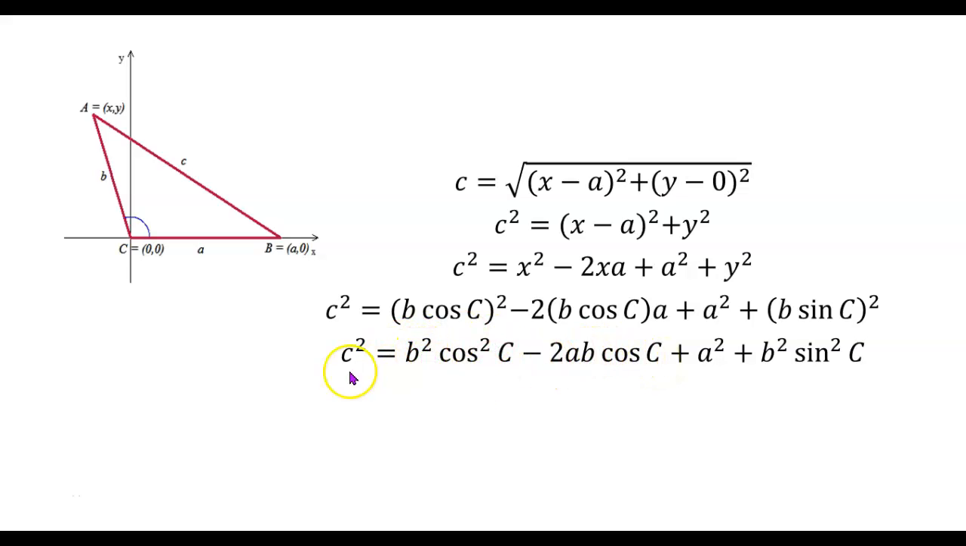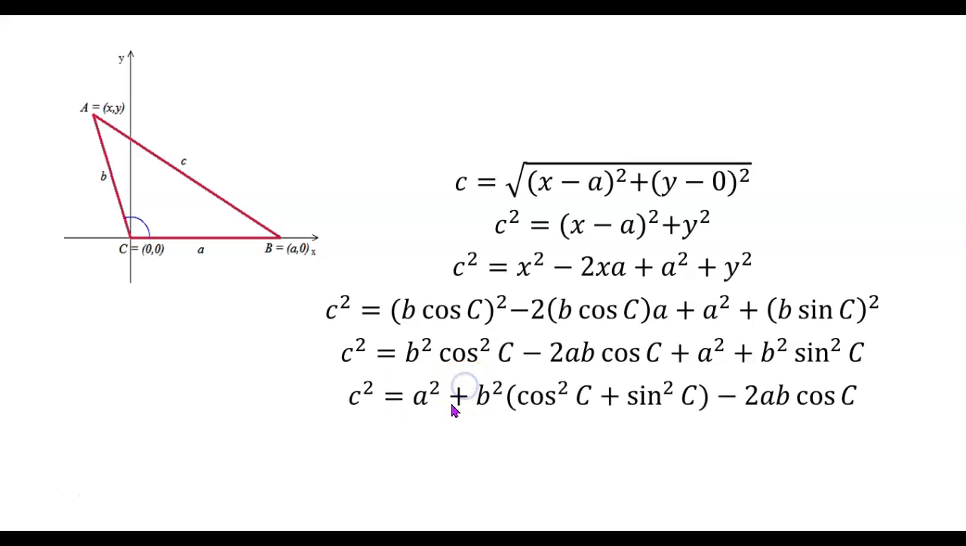Okay, this is starting to look kind of law of cosines-y. We're not quite there yet, but we've got one more trick up our sleeve. I'm going to rearrange things to put the a squared term first, and then take the two terms that involve b squared and factor out their common factor of b squared. So it looks like b squared times the quantity cosine squared C plus sine squared C. And then we've got our minus 2ab cosine C.